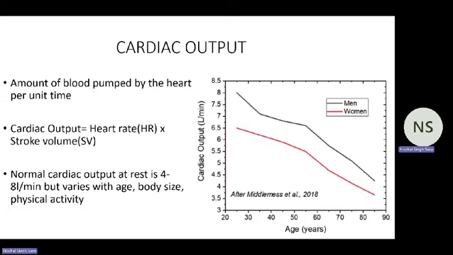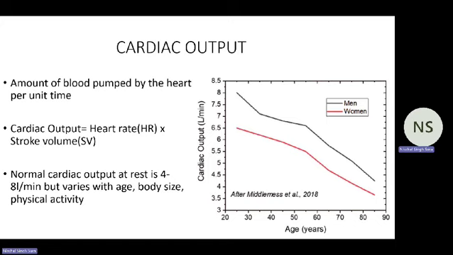So cardiac output is basically the amount of blood which would be pumped by the heart per unit time. So the unit that we would use is liter per minute, and it represents the efficiency of the heart in pumping oxygenated blood to all the tissues in the body. So the formula that we use here is heart rate into stroke volume.